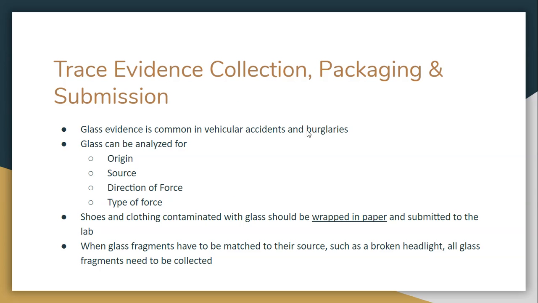Glass evidence is another type of trace evidence. It's very common in vehicle accidents and burglaries. You can analyze it to figure out where it came from and also the direction and type of force that was used to break it.